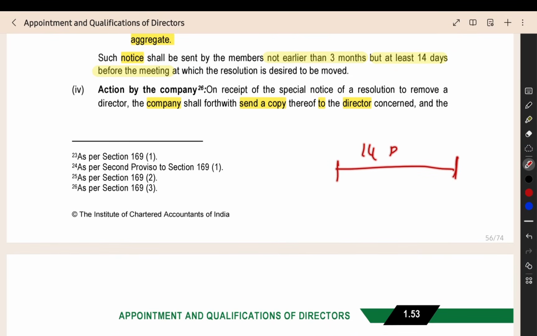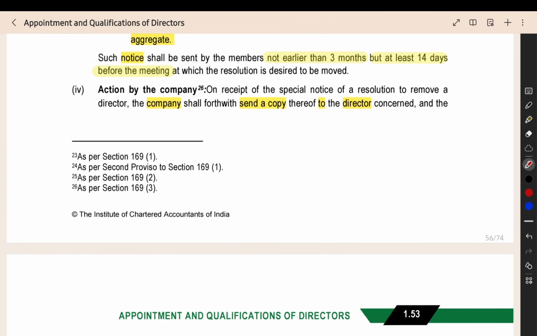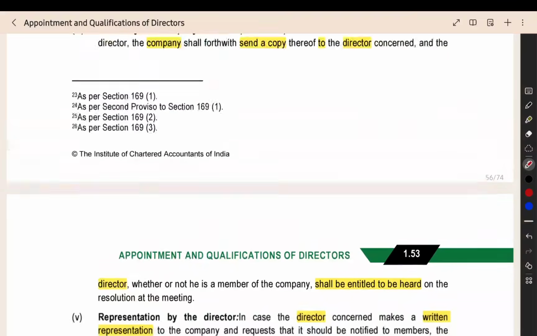So, this is the 14 days gap. You have to send it before the 14 days. But you have 3 months. Before 3 months, you should not send it. It should not be very early, it should not be very short notice. It should be appropriate: not earlier than 3 months, but not later than 14 days before the meeting.